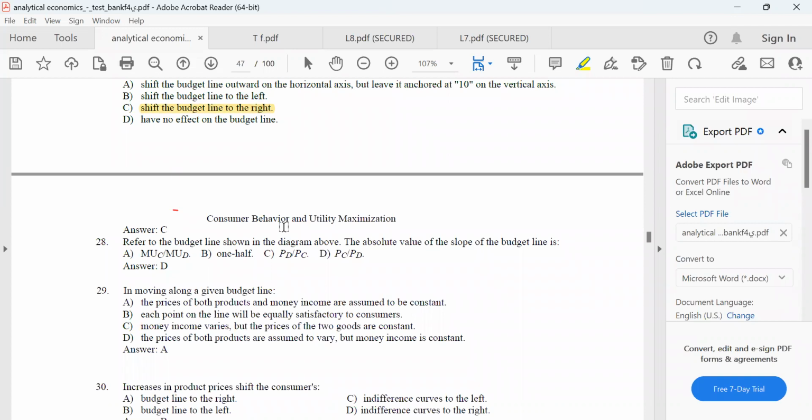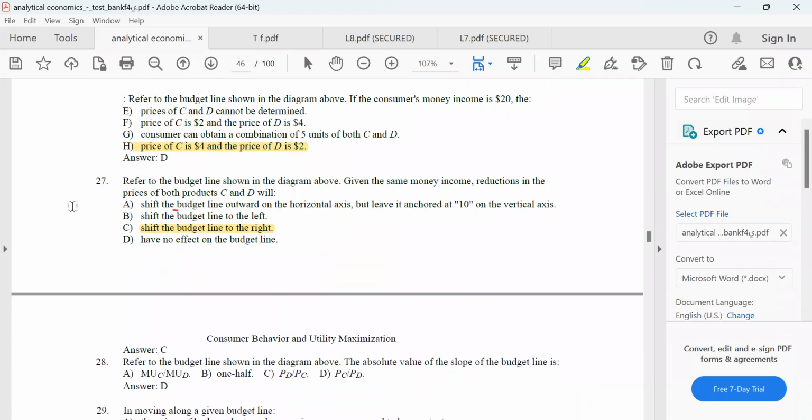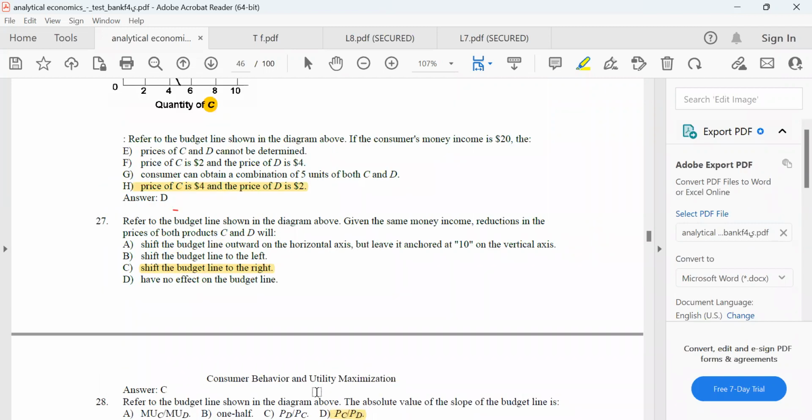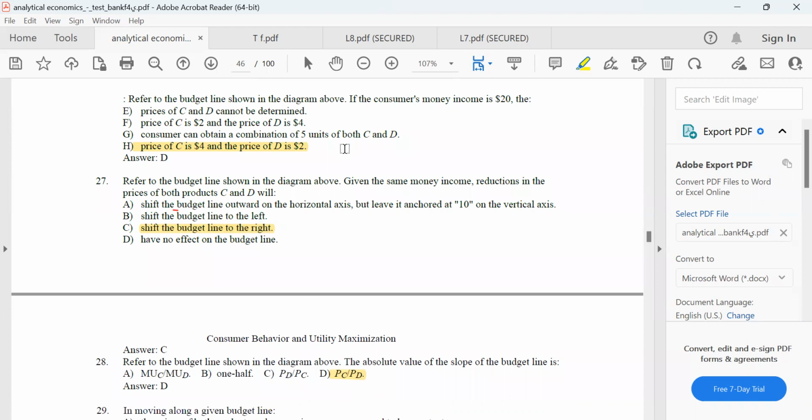Refer to the budget line shown in the diagram above. The absolute value of the slope of the budget line. الابسولوت فاليو للبادجت لاين هي عبارة عن سعر C على سعر D. price of C over price of D. عشان أقدر أجيب القيمة المطلقة للميل بتاع البادجت لاين عبارة عن price of C over price of D.